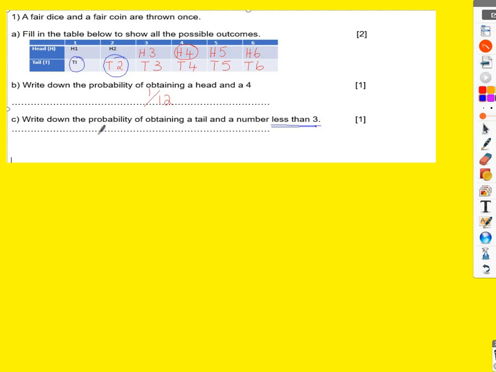So I have circled 2 possible outcomes that show me a tail and a number less than 3, out of the 12 possible outcomes in total, and I'll simplify that because they're both even numbers, so that would simplify to 1 over 6.